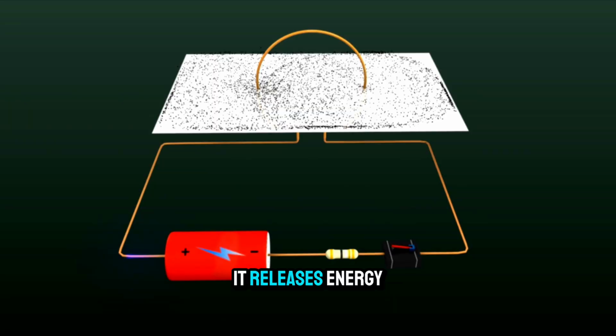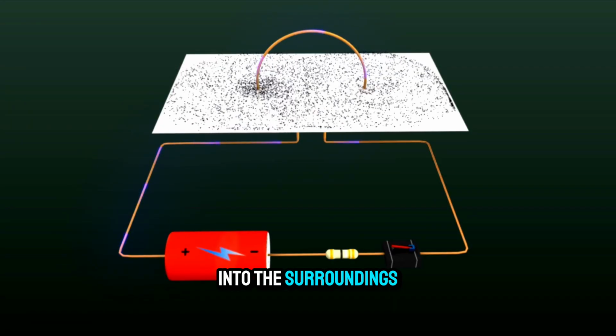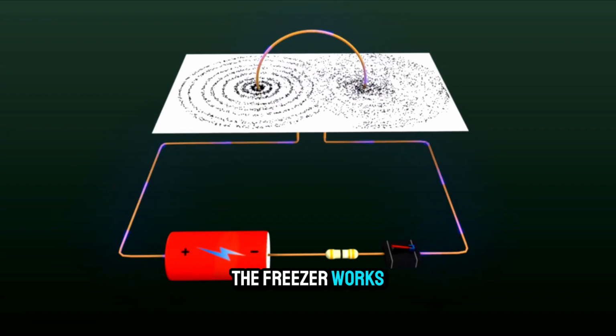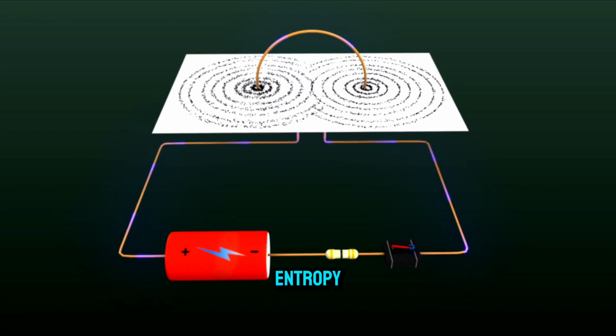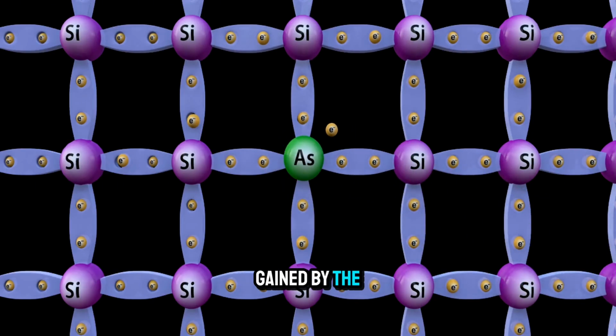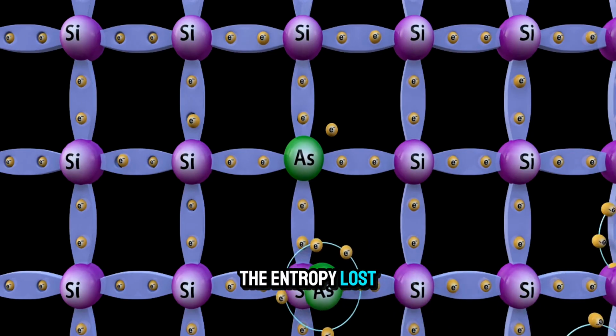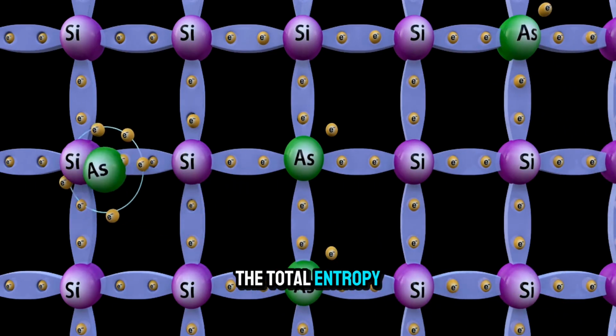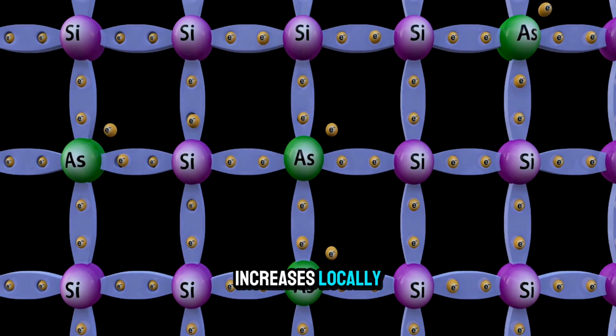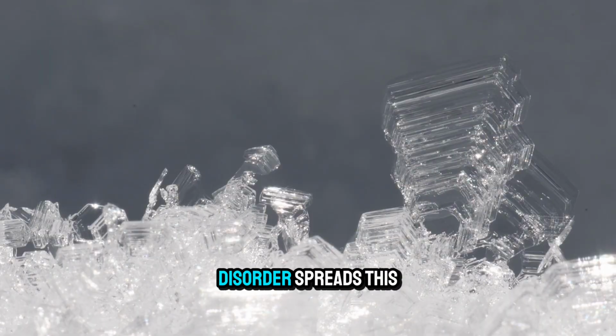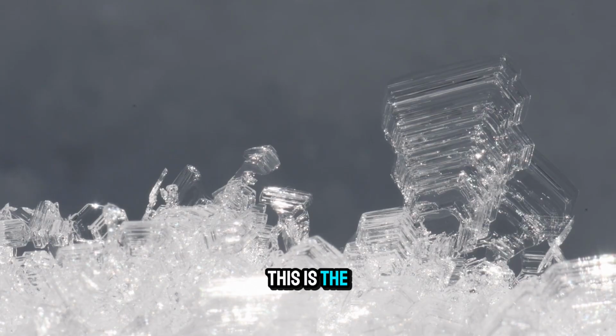When water freezes, it releases energy. Heat flows out. That heat goes into the surroundings. The air warms. The freezer works harder. The environment gains entropy, and the entropy gained by the environment is greater than the entropy lost by the water. The total entropy increases. Locally, order forms. Globally, disorder spreads. This is not a violation of the second law. This is the second law working exactly as it must.